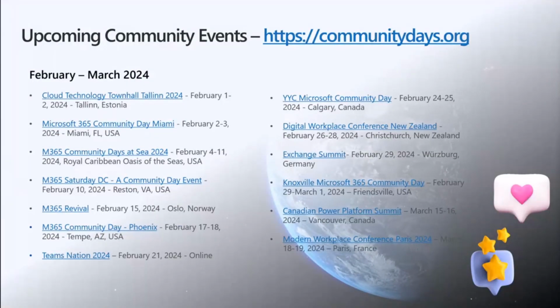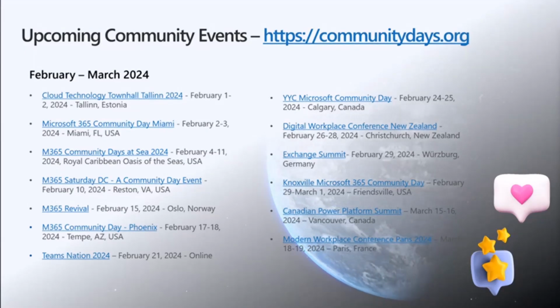So if you go to communitydays.org, you will always see all of the latest events which are happening all around the world. This week we have events happening in Tallinn, Estonia, or in Miami, Florida. And then next week, actually, it's pretty cool: Royal Caribbean Oasis of the Seas. So basically Community Days at Sea, happening within the Caribbean. That's a pretty cool event. So a lot of events happening all around the world.